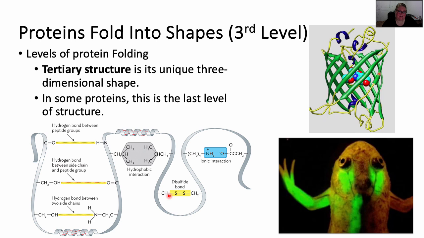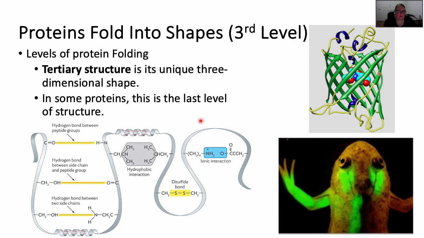if we have one amino acid close to another amino acid with sulfur in it, we can make what's called a disulfide bond or a disulfide bridge, because the sulfurs will actually bind to each other to help the folding. So in a lot of proteins, level 3, the tertiary structure, is the last level of structure that they need. If we have a protein that is just one single amino acid sequence, tertiary structure is all that there is for that protein. Once it has its 3D shape, it can then go and be used.